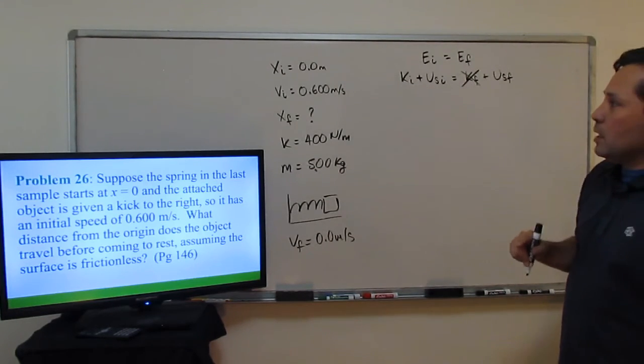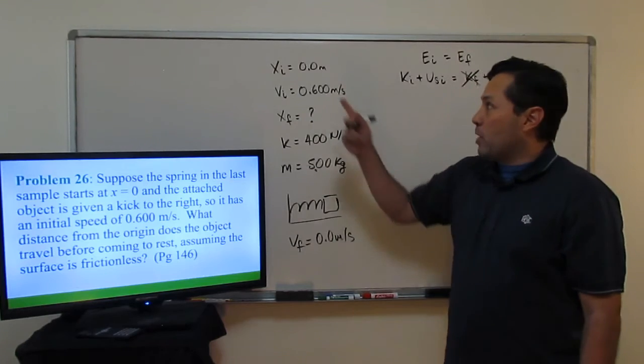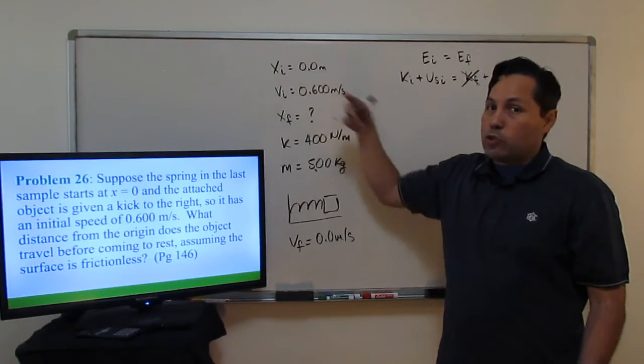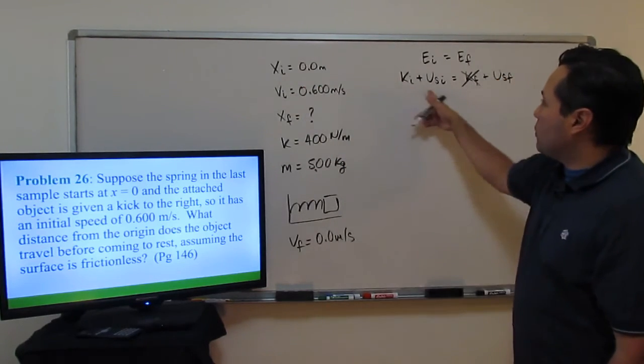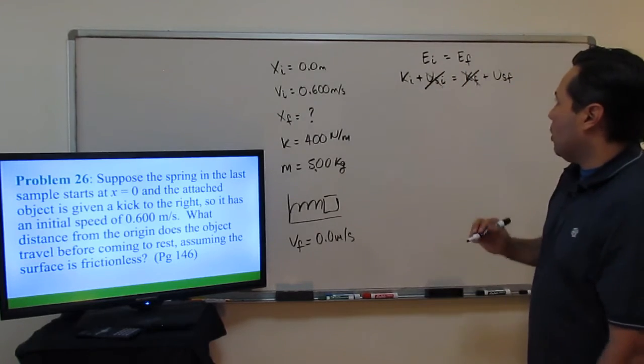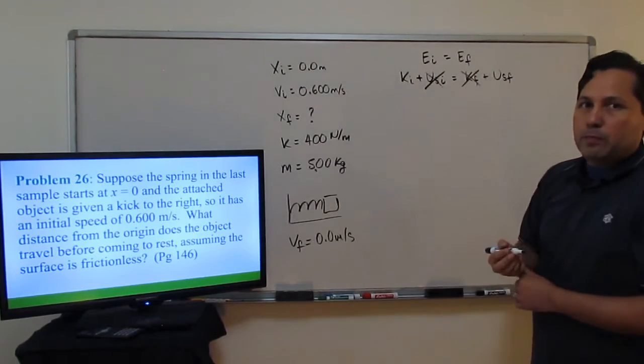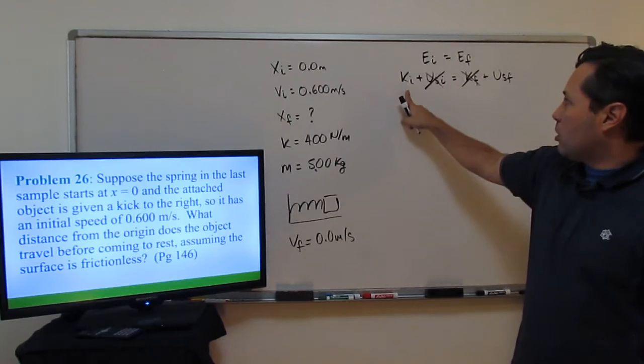And at the beginning, the spring was not compressed. Initial compression of the spring is 0, it's not compressed, so therefore it's got no potential energy of the spring, so that's gone. Simplifying our formula a little bit. Alright, so now let's go ahead and start plugging in values.